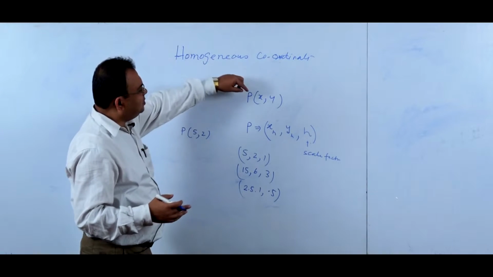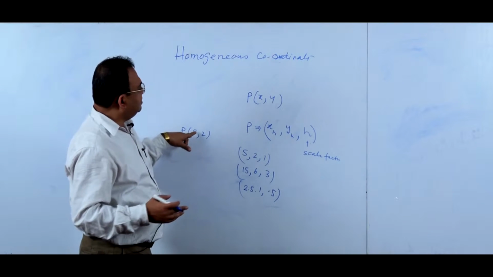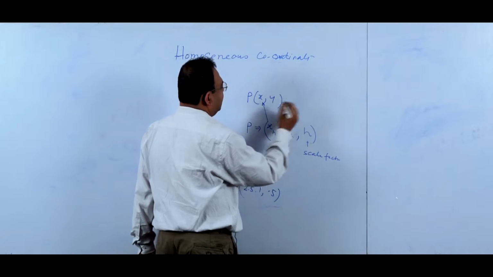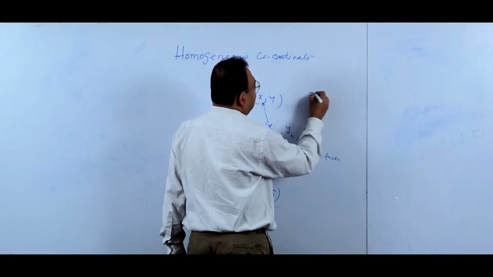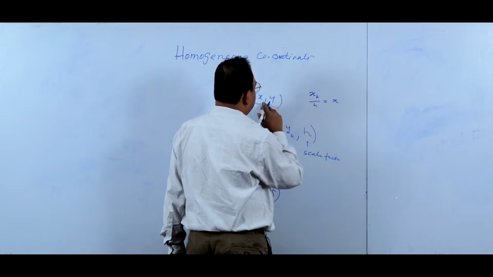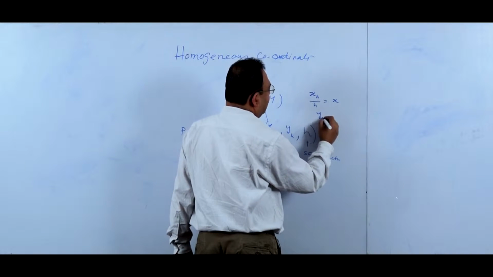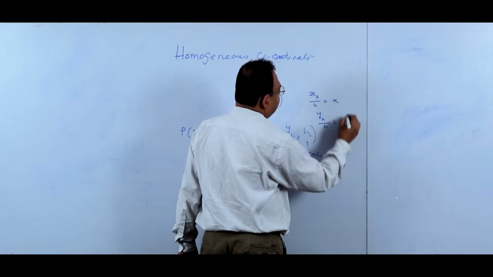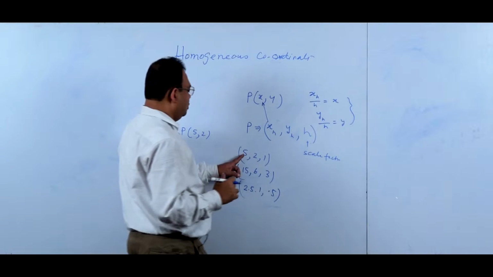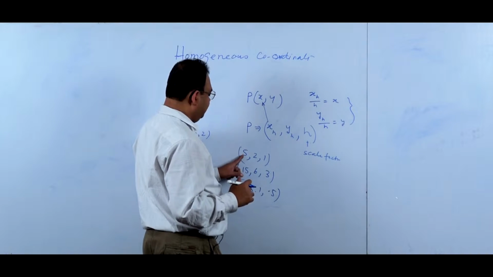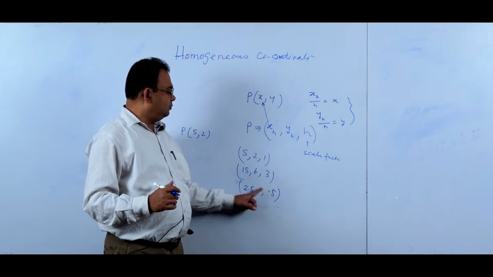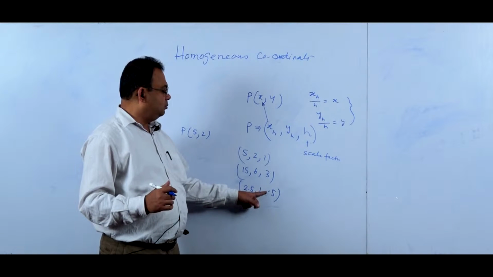So, what is the relationship between Cartesian systems and homogeneous systems? We can write the relationship between xh and h like this: xh by h is nothing but the value of x, and yh by h is y. So here 15 by 3 is 5, 6 by 3 is 2. Similarly, here 2.5 by 0.5 is 5 and 1 by 0.5 is 2.